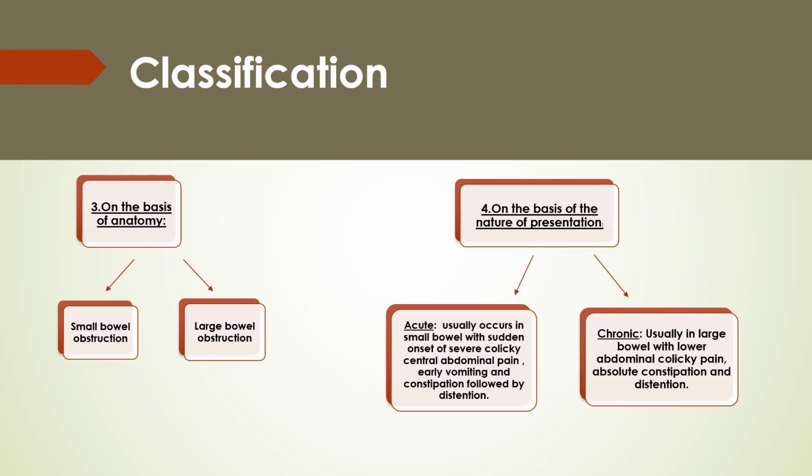Thirdly, we can classify it on the basis of anatomy, so it can either be a small or a large bowel obstruction. And fourthly, we can classify it on the basis of nature of presentation, so it can either be acute or chronic. In acute cases, small bowel is usually involved, and it is associated with sudden onset of severe colicky central abdominal pain with early vomiting and constipation. This can also be followed by abdominal distension. The chronic condition generally involves the large bowel with lower abdominal pain and absolute constipation.